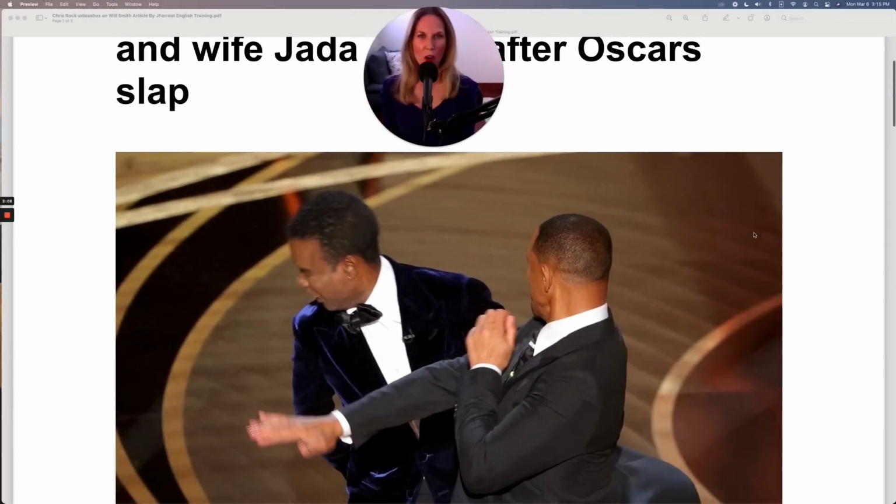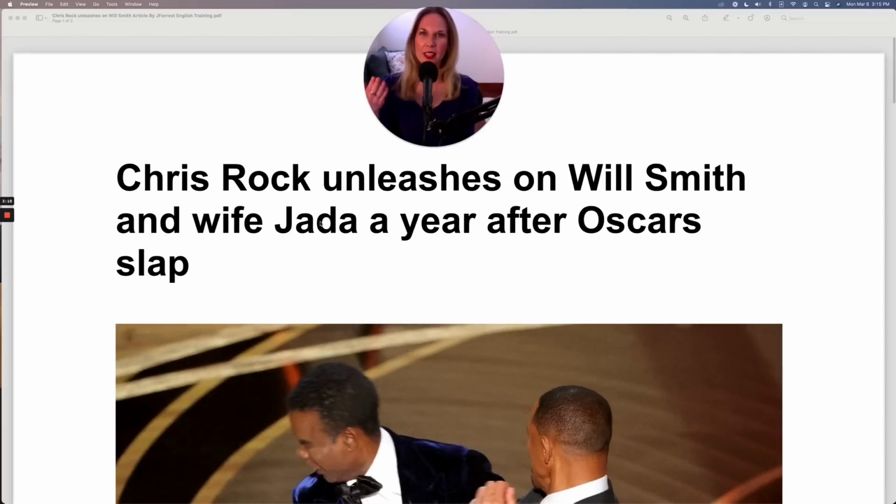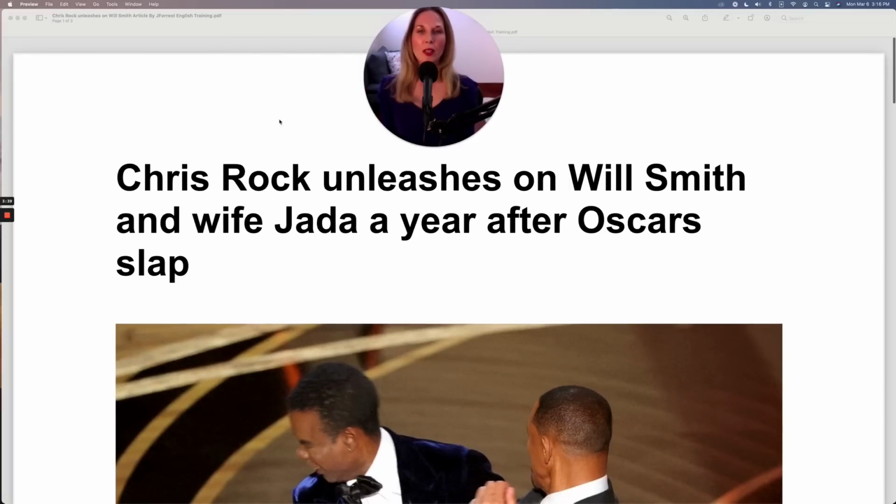Welcome to our article. We are talking about the famous slap that Will Smith gave Chris Rock about a year ago. So this is a continuation of that. And let me read the headline. Chris Rock unleashes on Will Smith and wife Jada a year after Oscars slap. So Chris Rock is this man here, Will Smith, of course, and Will Smith slapped Chris Rock at the Oscars last year. Now, let me review some vocabulary in our headline.